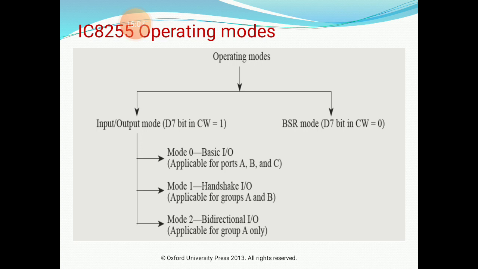In the IO mode of operation, three modes of operation are used by the 8255: mode 0, mode 1, mode 2. Mode 0 is also called basic IO mode. All ports, port A, port B, port C, are used as simple input and output ports. Mode 1 is called handshake IO mode of operation, used for both group A and group B. Mode 2, also called bidirectional IO operation, is used for group A ports only.